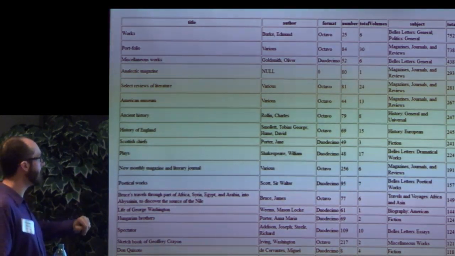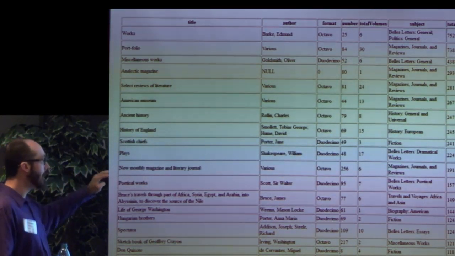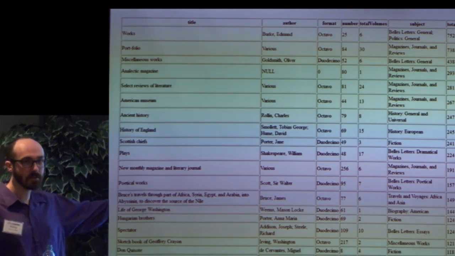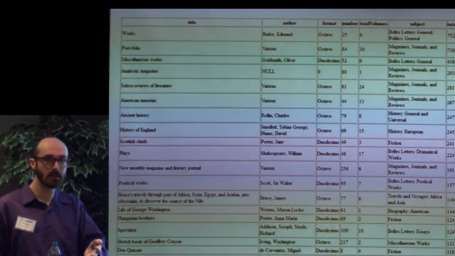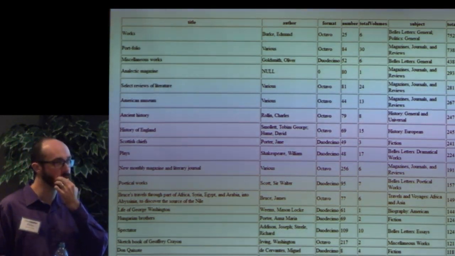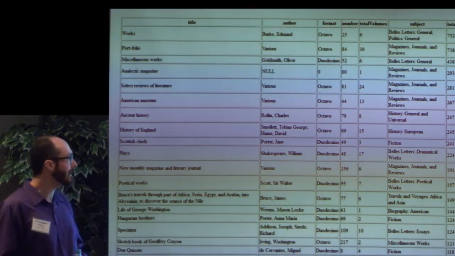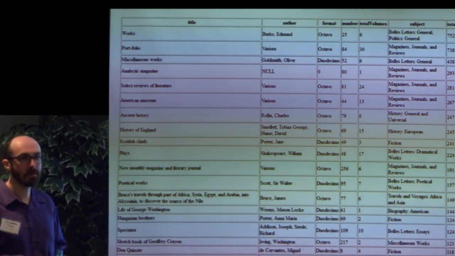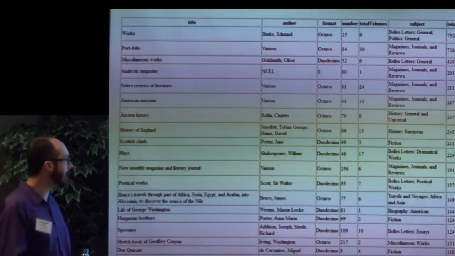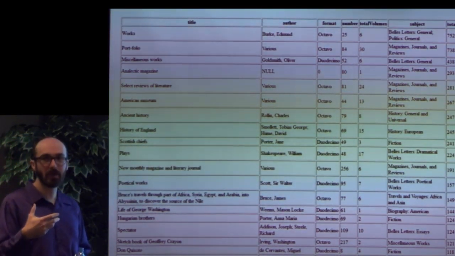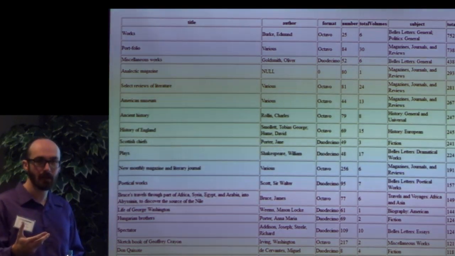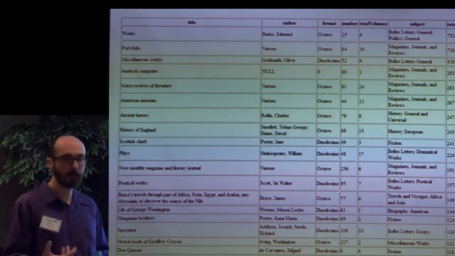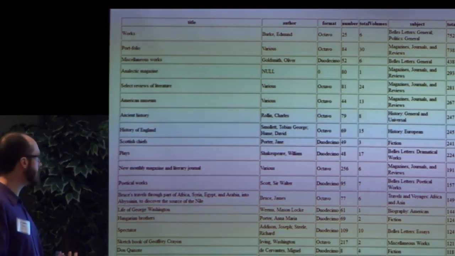Then the Analectic Magazine, Select Reviews of Literature, American Museum. This is Matthew Carey's American Museum, so it's donated. Close to a full run of it is donated when the library opens. It's been out of print for about a dozen years at the time the library opens, but this winds up being pretty hot. So the idea that people want to read periodicals because they're current doesn't necessarily explain what we're seeing here. But there is an interest in periodicals.